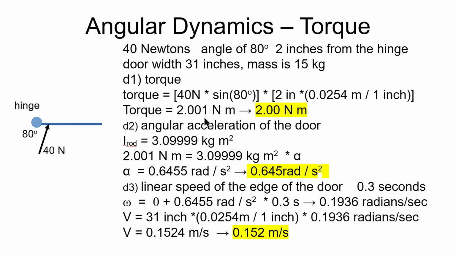Well, I'm going to repeat all these 3 calculations on one slide. Again, the torque is the perpendicular component of the force times the lever arm. Now we're down to 2.00 Newton meters of torque. The angular acceleration, again, torque equals I times alpha. We'll divide by the I number. Now I get 0.645 radians per second squared. And what's the linear speed of the edge of the door for this situation after 0.3 seconds? Well, you plug in the numbers, and I came up with a linear speed of 0.152 meters per second.